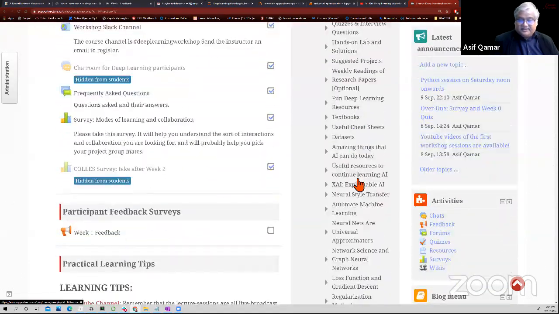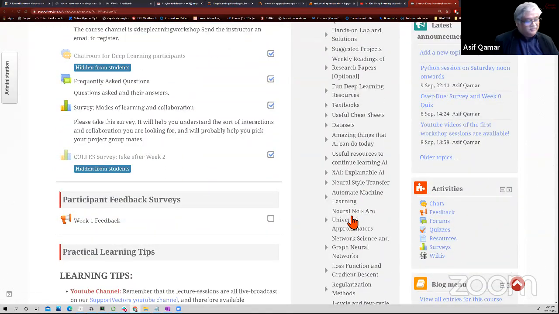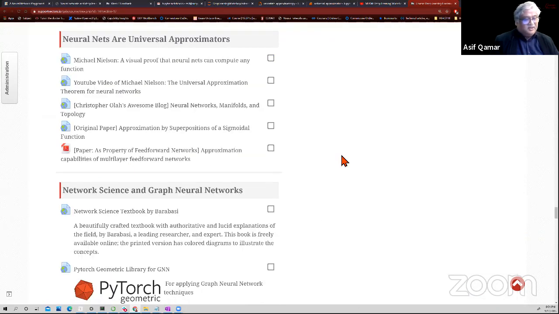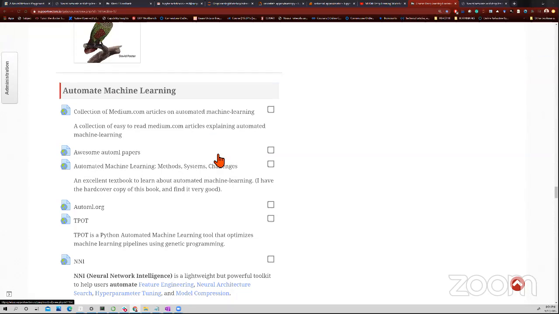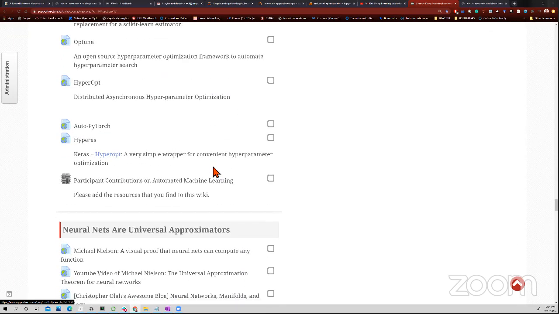So you will notice that somewhere here, the neural networks are universal approximators, right? You can go click on this. That is one way to do it. Another way is, you know that the word approximator is there in this page, so you can just search for the word approximator. See it. Things just get pretty buried.